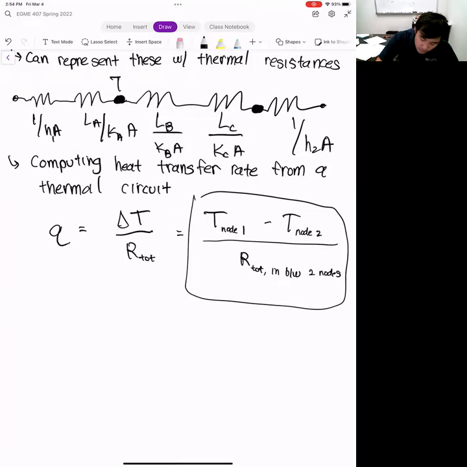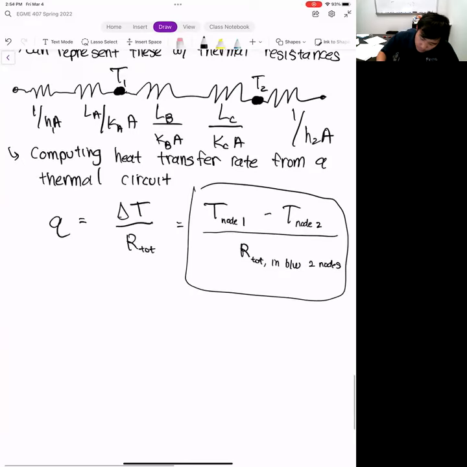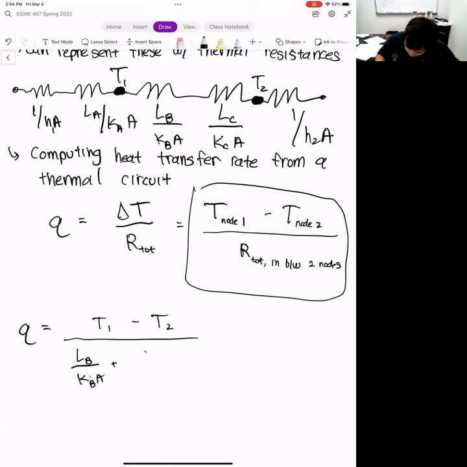So we'll call this T1, and we'll call this T2. If we were to compute the heat transfer rate between those two, we'd have T1 minus T2, of course assuming that T1 is bigger, and then we're going to divide this by only the resistance in between them. In between them, you can see we only have 2 resistances, which is the conduction resistance for layer B and the conduction resistance for layer C. So this is going to be LB divided by KBA plus LC divided by KCA.